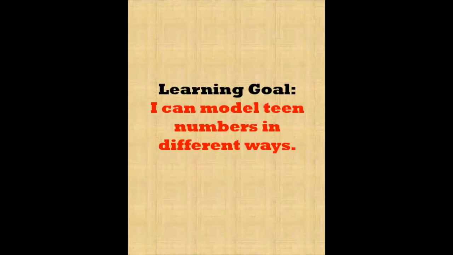Okay. Alrighty, so our learning goal is I can model team numbers in different ways. I want you to pause this video and do your exit ticket before we go over it. Okay, how did you do? Were you able to get your bees or your circles drawn? Great, let's see. So our number for today was 12, and you needed to show 12 in a different way that we learned from the video today.